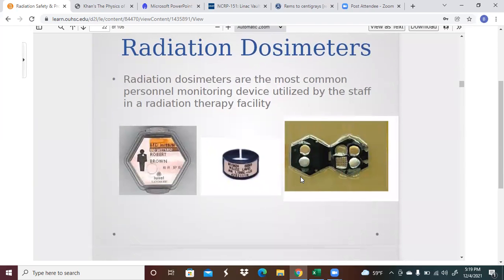So something we've all come to be familiar with are radiation dosimeters. Please do not leave them in your car. Radiation dosimeters are the most common personnel monitoring device utilized by the staff in a radiation therapy facility. So you've got the badge that you normally wear, and then you've got a ring badge, and here you can kind of see the inside.